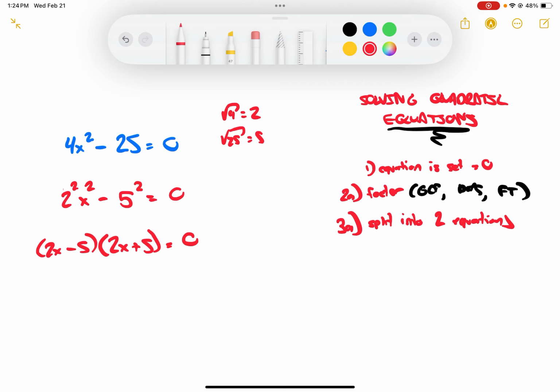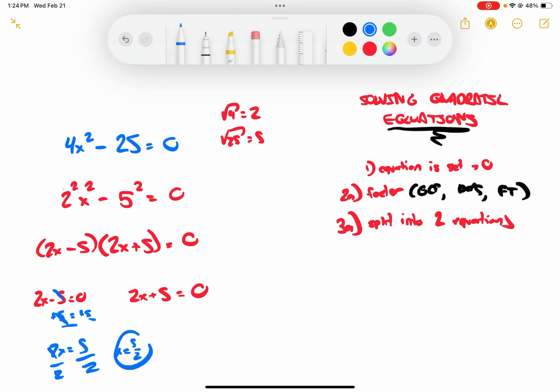Once it's factored, I can split into two equations, right? So we have 2x minus 5 is 0, and 2x plus 5 is 0. Then, of course, I will add 5 to both sides over here. So 2x equals 5, and then I divide both sides by 2. And x is 5 over 2, which would just be 2.5 if you like decimals.